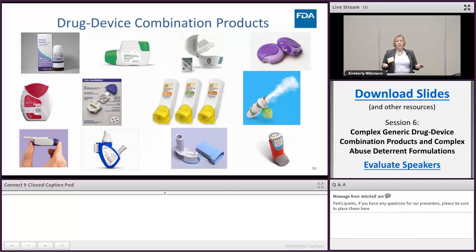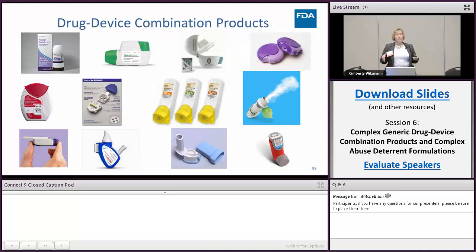The one above it is a soft mist inhaler. The majority of the other products on the slides are all the different varieties of dry powder inhalation devices, which include those with a single reservoir for the drug powder, those that come with the drug powder in capsules, those that contain them within blister strips for multi-doses. So there can be a wide variety of these different presentations that are available.